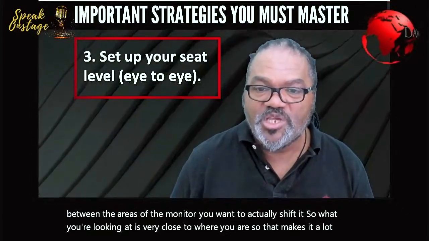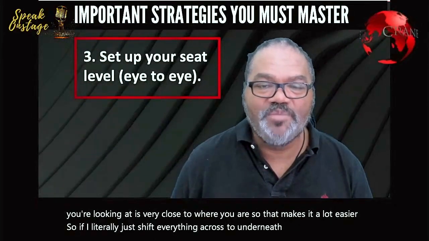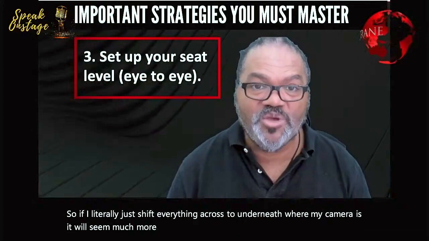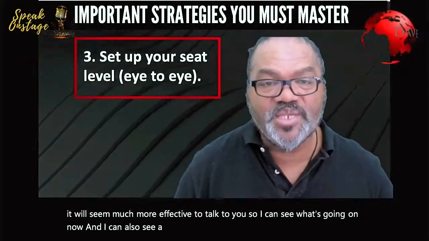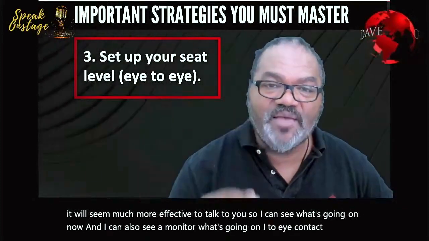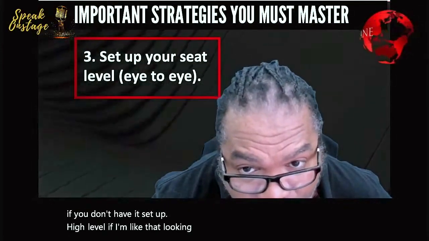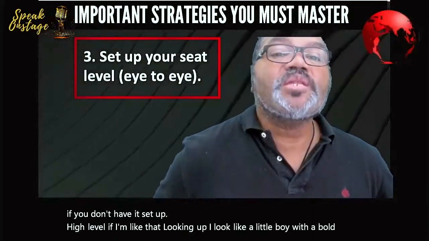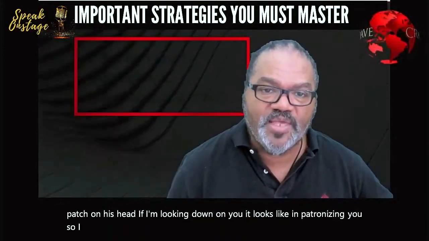So if I literally just shift everything across to underneath where my camera is, it will seem much more effective to talk to you. So I can see what's going on now, and I can also monitor what's going on. Eye-to-eye contact. Now, if you don't have it set up at eye level, if I'm like that and looking up, I look like a little boy with a baldy patch on his head. If I'm looking down on you, it looks like I'm patronizing you. So eye-to-eye contact is perfect for doing this.